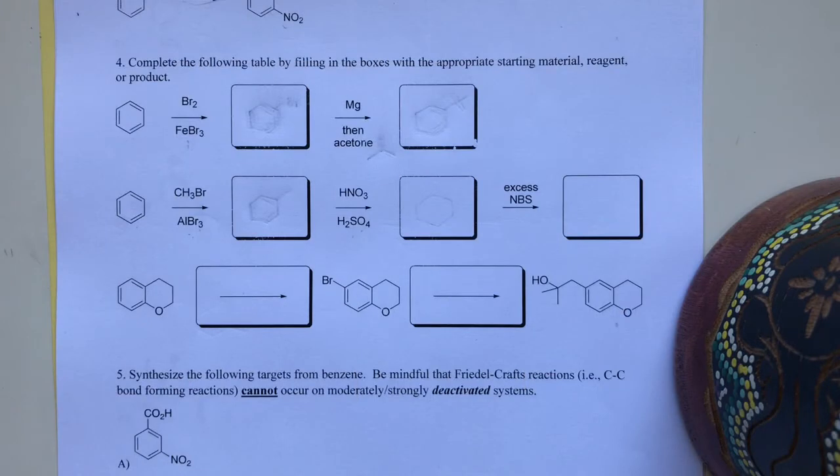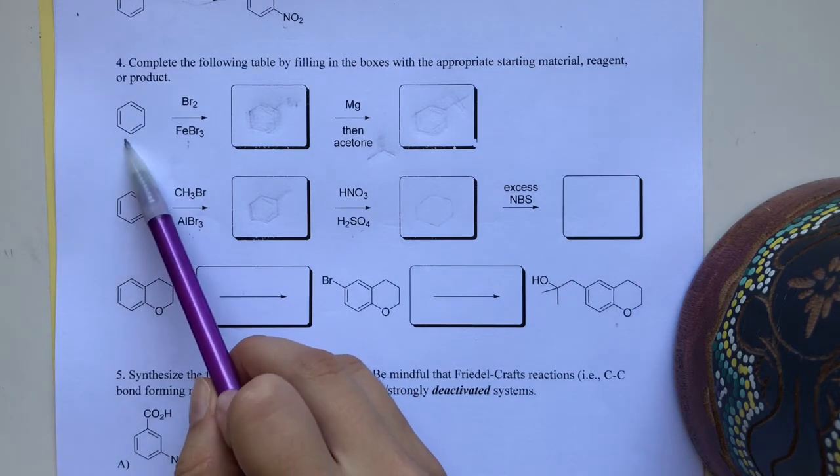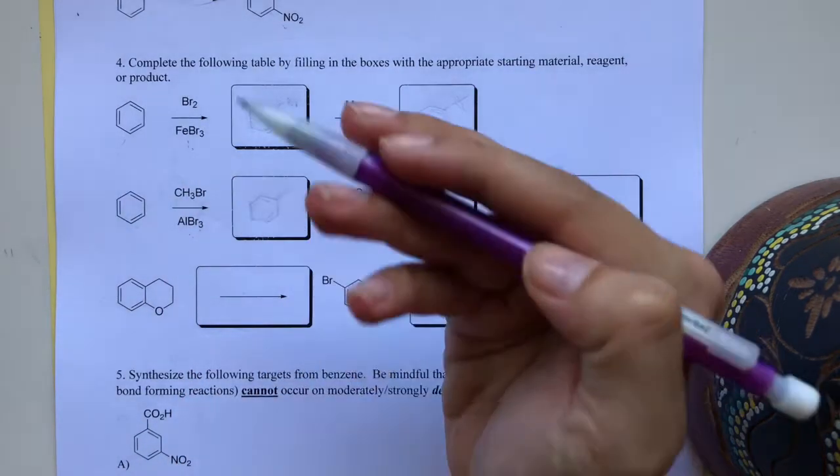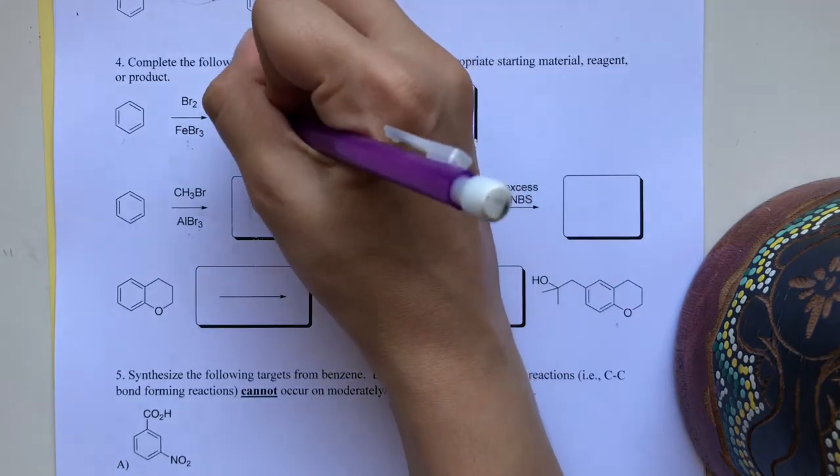Number 4, complete the table by filling in the boxes with the appropriate starting material, reagent, or product. The first benzene ring undergoes a bromination, which adds a bromine group.